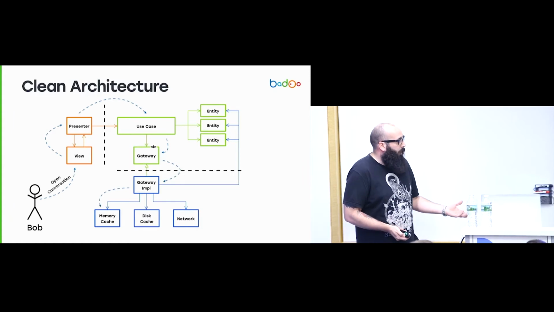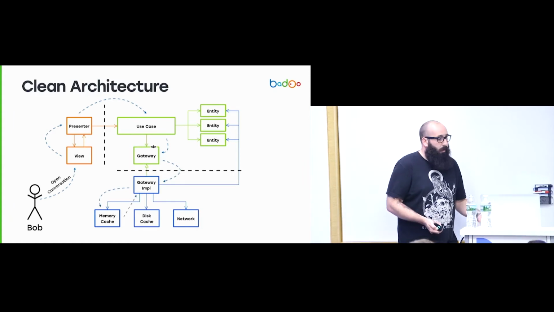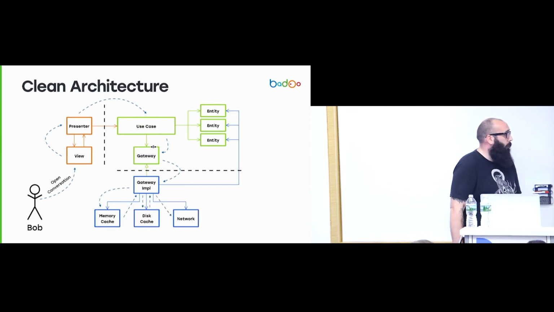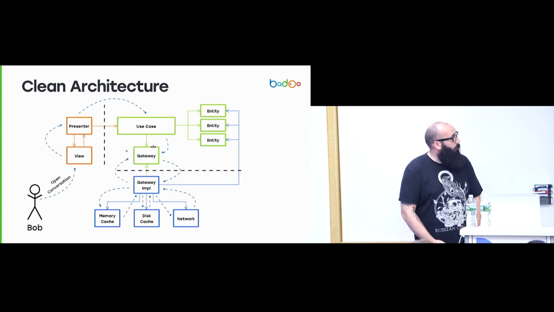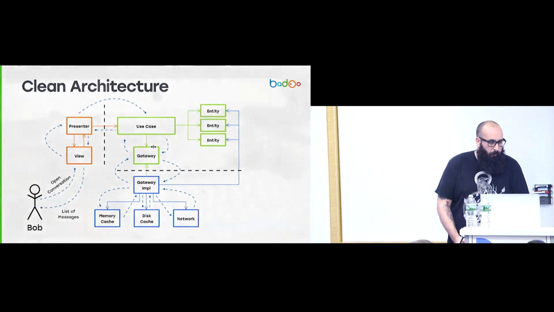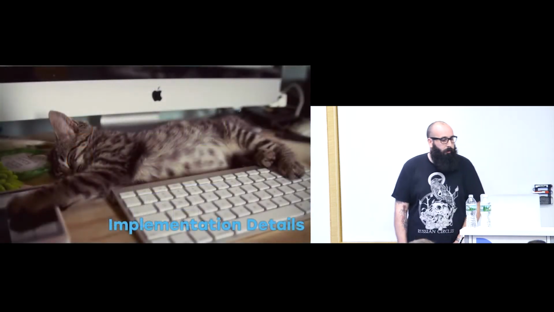And it'll check the memory cache in this example. If there's nothing there, it'll then check the disk cache. And if there's nothing there, it'll finally go to the network. And hopefully that information will be there. And then, obviously, it gets passed all the way back through until finally Bob gets his list of messages.